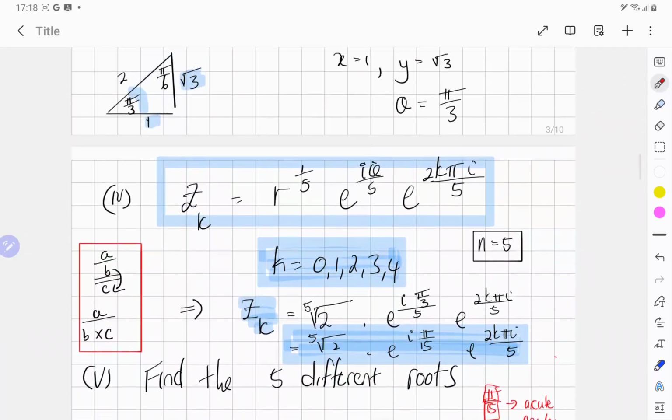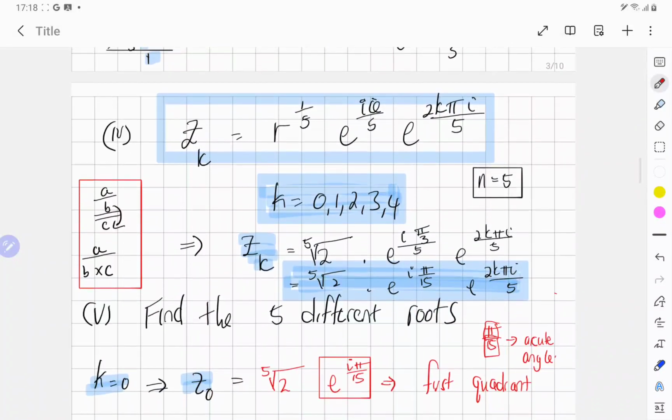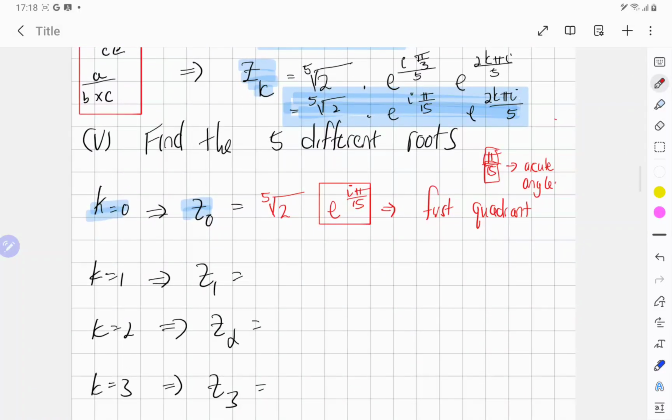But let's look at our question. Do we have real constants? Yes, here we have. But that is not real. So we will not have our roots in conjugate pairs. So we cannot assume that another root will just be the conjugate. Definitely not. So we're going to have to go through all 5 of them.